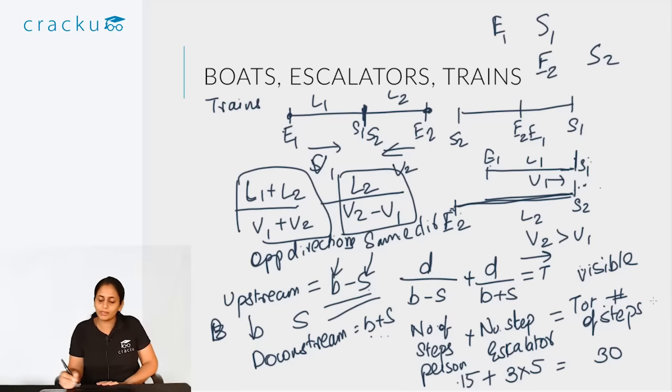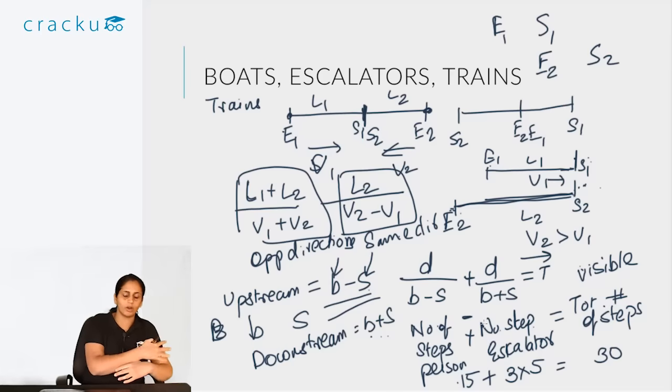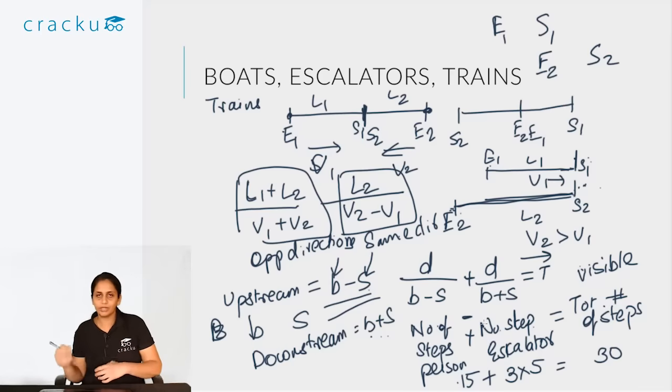When you are moving in the direction of the escalator, the steps are added. So it is number of steps of the person plus the number of steps of the escalator. If the escalator is moving in the opposite direction, then you have to just replace this by a minus sign. So I have to take extra steps to compensate for the fact that the escalator is moving in the opposite direction. That will be equal to the total number of steps.